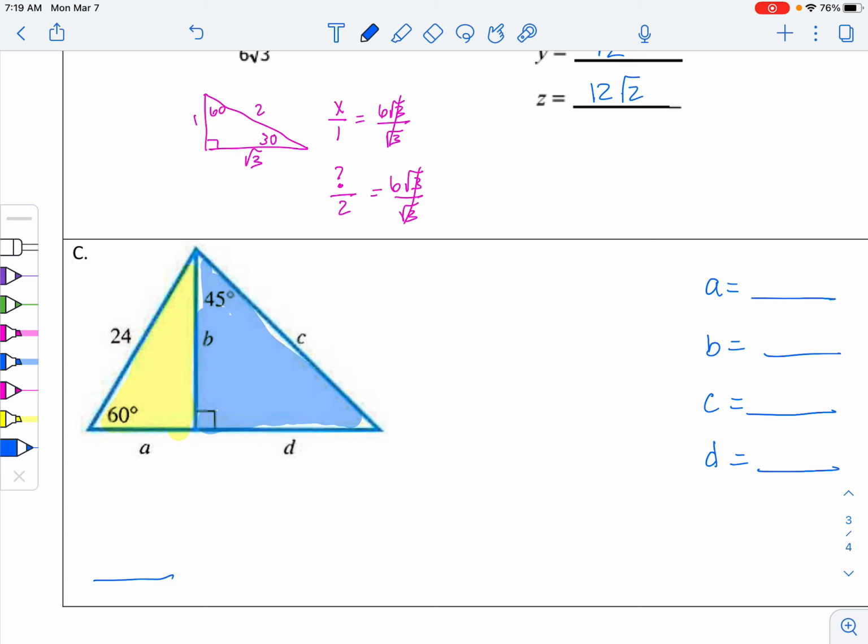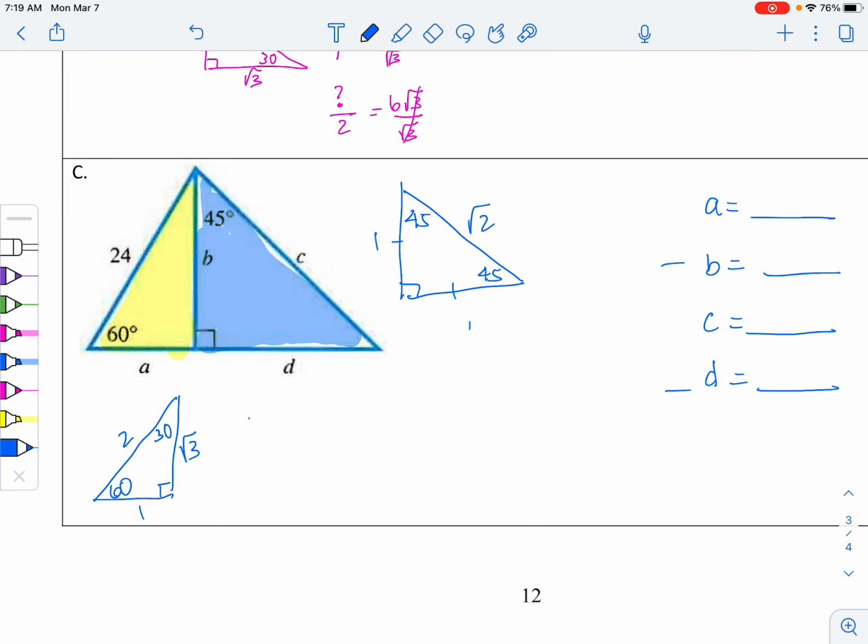I'm going to draw my ratio triangles below them. So this is 60. And here's my 45, 45, 90. I know I'm going to need them eventually. I know that B and D are exactly the same length because of the fact that they're 45, 45, 90s. I'm going to start over in the yellow triangle. I have 24 over 2 equals A over 1. Do that division. A comes out to be 12.